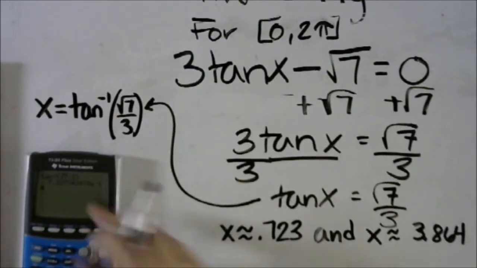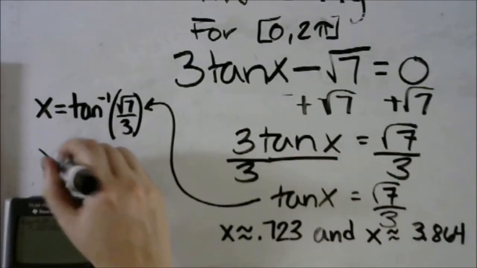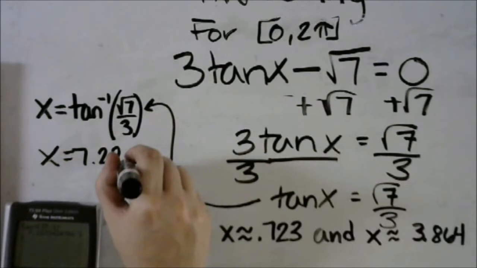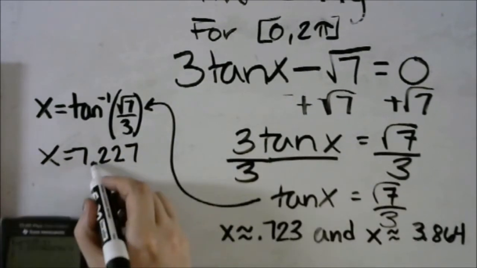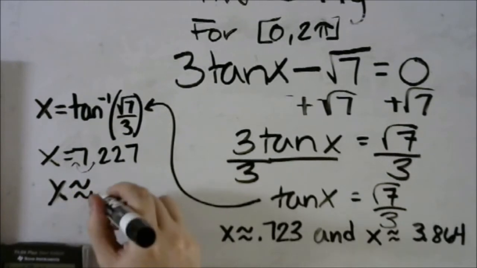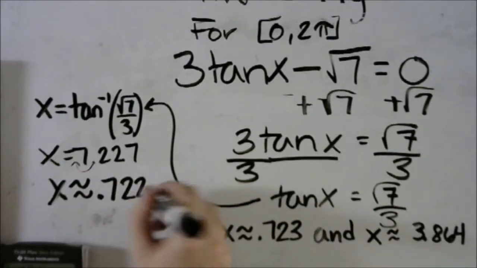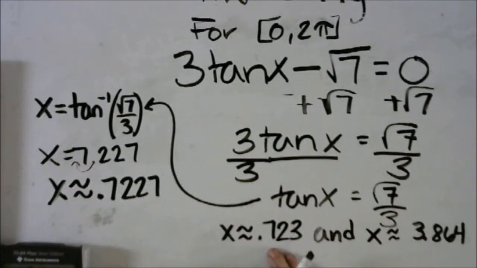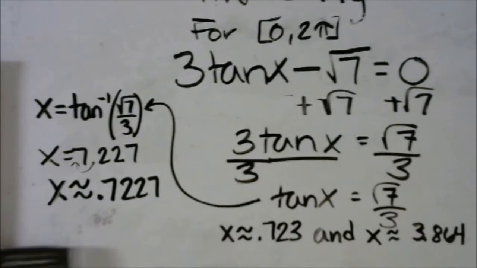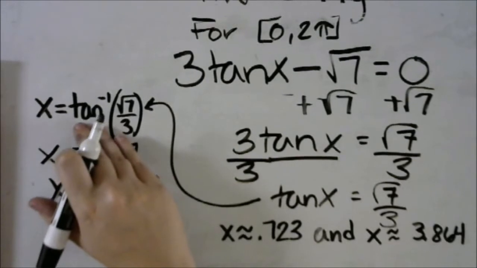This is scientific notation, which means we're going to take our solution, 7.227, and we're going to move our decimal 1 unit to the left, which means x is approximately 0.7227, or as I had in the last example, 0.723.